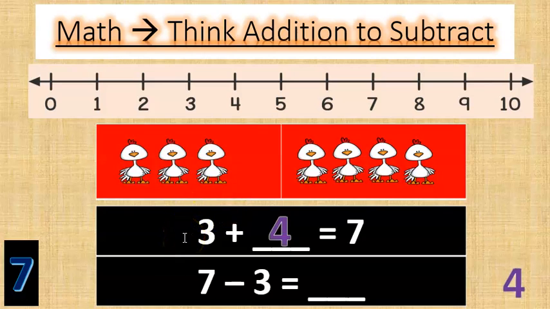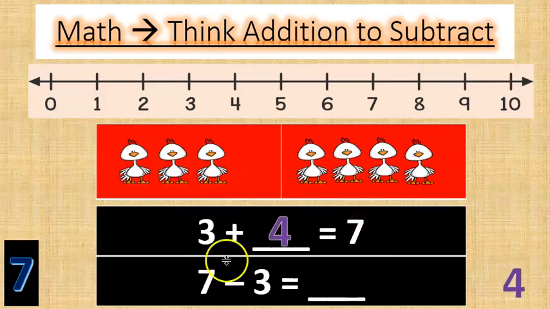Read it with me. Repeat after me. 3 plus 4 equals 7. Let's read it again. One more time. Read it with me. 3 plus 4 equals 7.